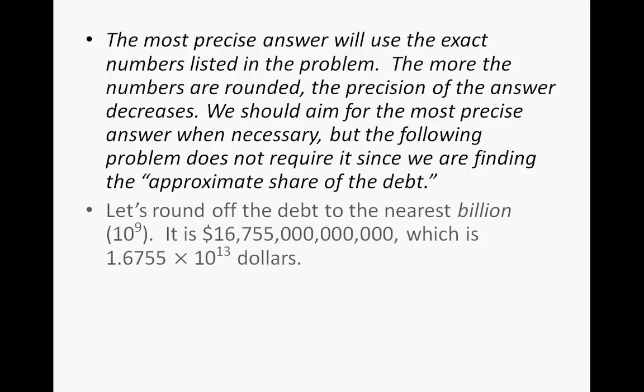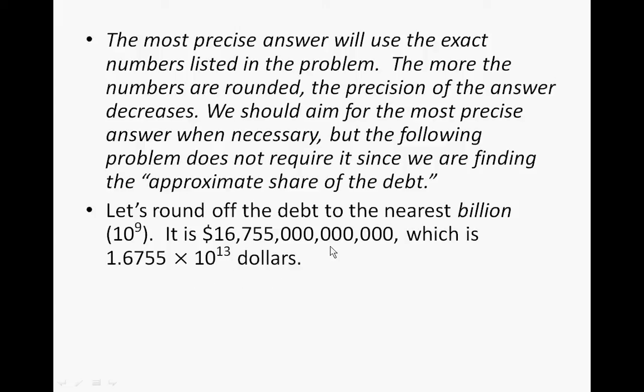Now, this is just an example or a suggestion. In this particular problem, we are deciding to round the debt to the nearest billion. We didn't have to choose that. We could have picked something else. Okay? So if we round to the nearest billion, then it becomes 1.6755 times 10 to the 13th power.